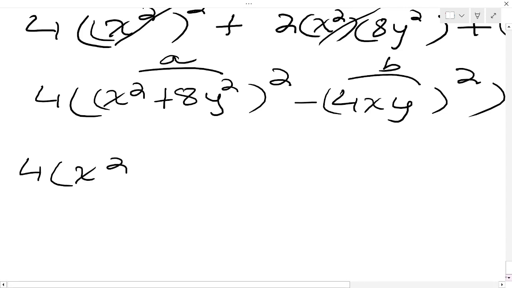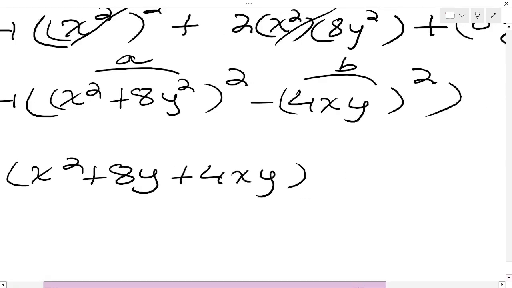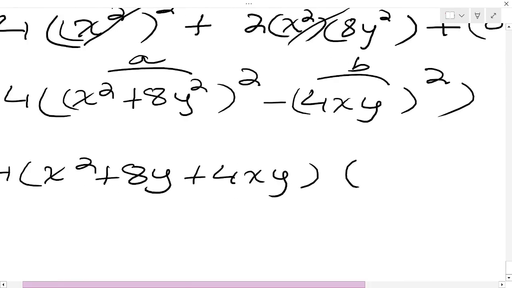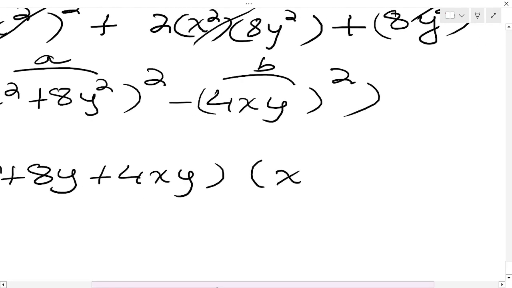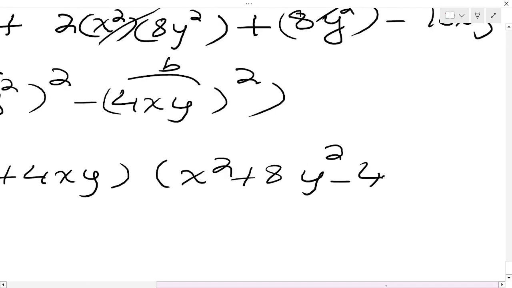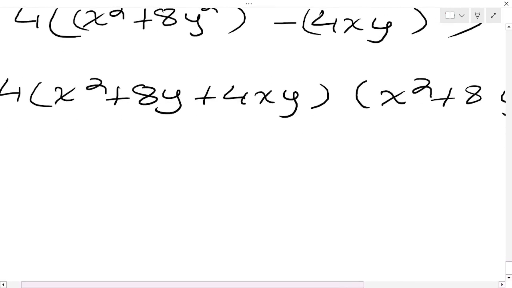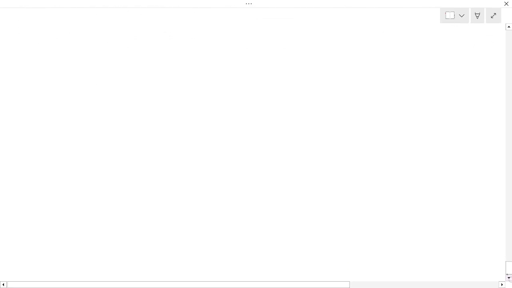So x square plus 8y square will be added with 4xy. This is our first term. And then what will be the second term? It will be a minus b, which is x square plus 8y square being subtracted from 4xy. So this is our final answer of question number 16. We simplified it into its final form.